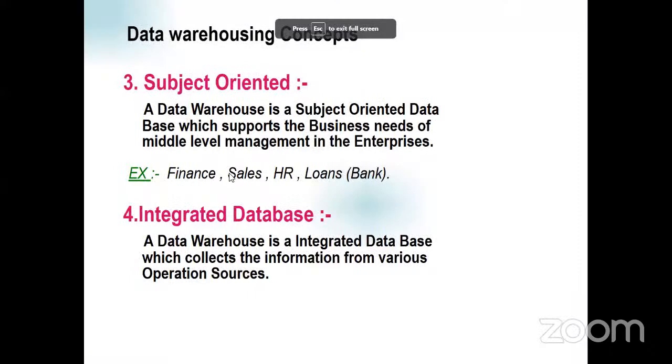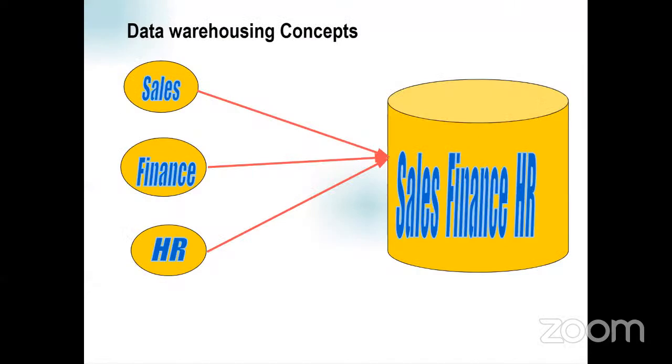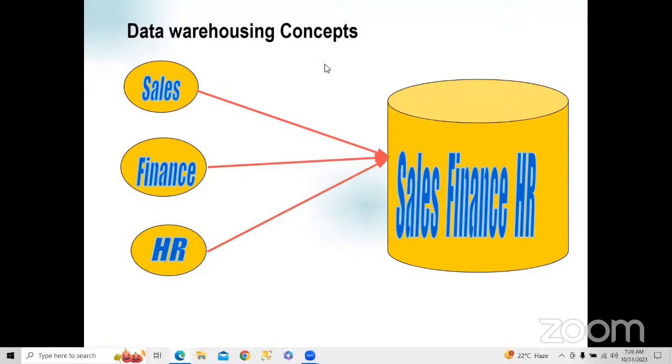The next characteristic feature of a data warehouse is that it is an integrated database. So what is meant by integrated? We can combine all the data into one warehouse, one system, one location. So that is an integrated database.